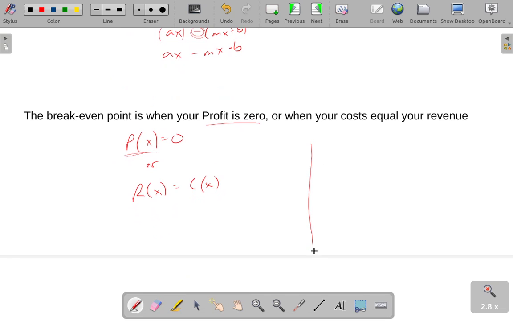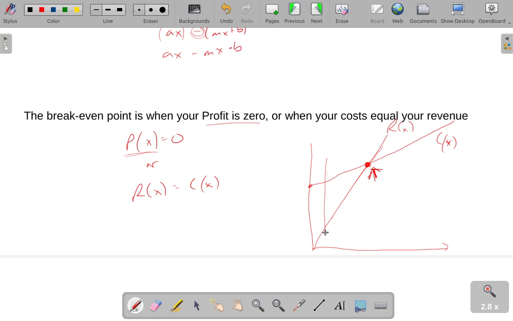And so, if you were to kind of graph all these, let's think about how it would look. Your revenue would look something like this. Your costs start up high, and they go up. And your break-even point actually ends up being this point right here. It's where your revenue, that's this line right here, R of X, equals your costs. It's right there. That's your break-even point. That's where your profit is going to equal 0.